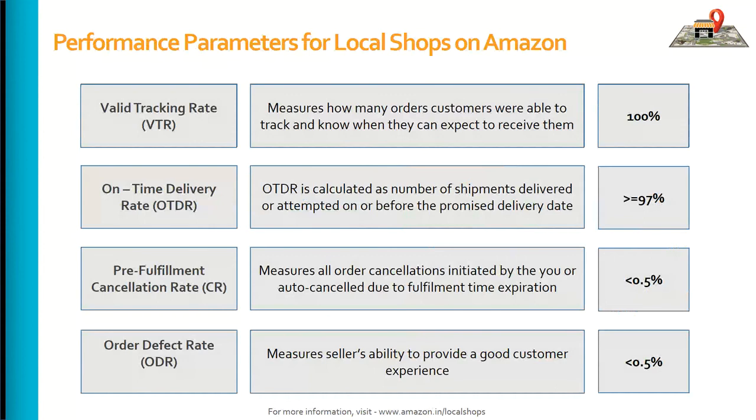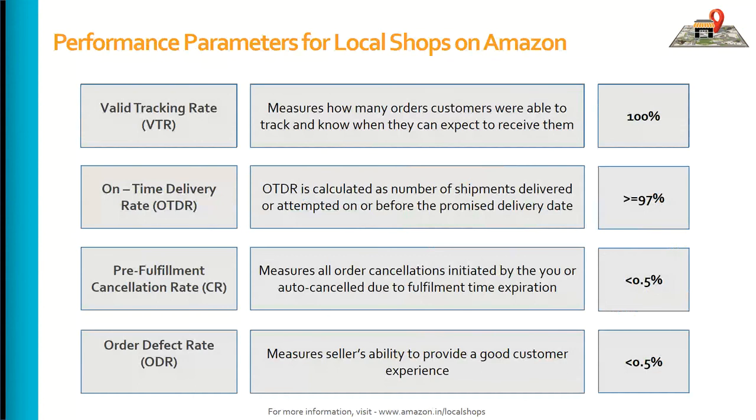So basically, VTR measures how many orders the customers were able to track and know when they can expect to receive them. Your target is 100% because every order that you deliver to your customers must be trackable, to ensure every customer has a good customer experience.